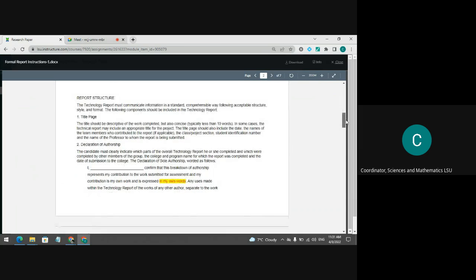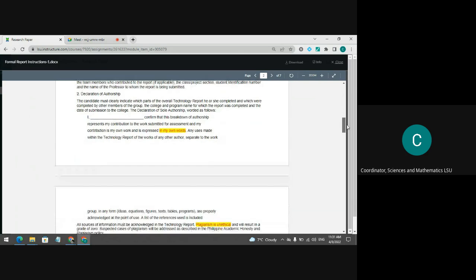So what would be our format? First, you have the title page and the declaration of authorship. For the declaration of authorship, copy and paste this part. Then you state your name here, confirm that, and so on and so forth. And don't forget, everything must be in your own words. This is a declaration of self authorship. That means it must be in your own words.